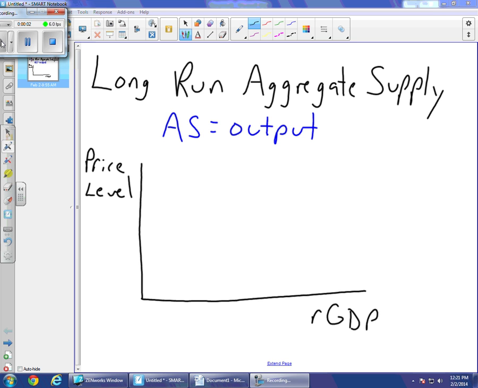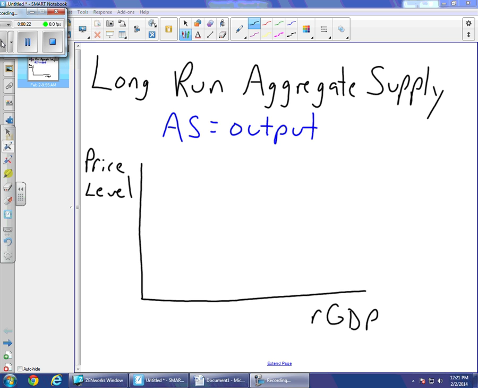This video is designed to review with you the basics of the long-run aggregate supply line. Like the short-run aggregate supply, the long-run aggregate supply line measures the total value of all the goods and services in our economy. In other words, total output. The key difference between the short run and the long run is wages.